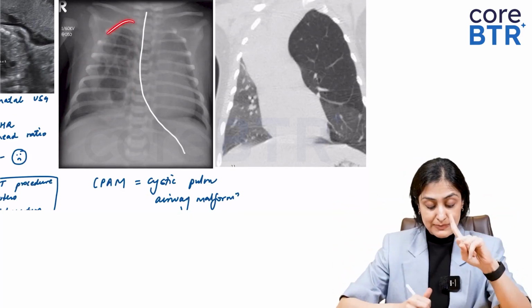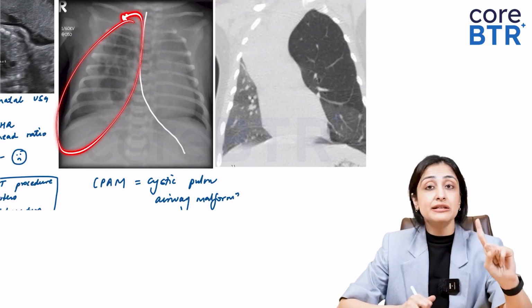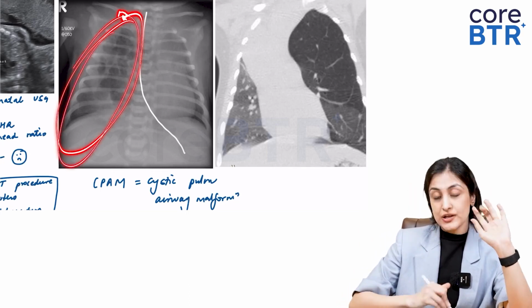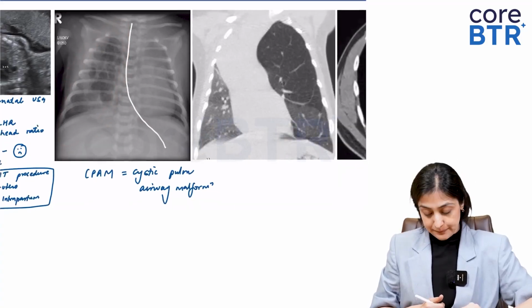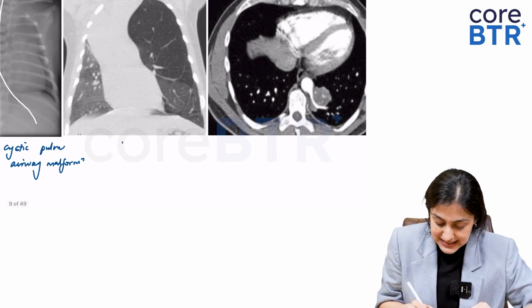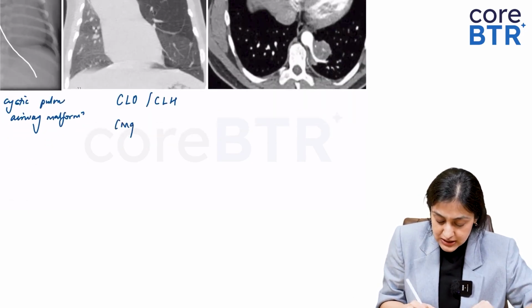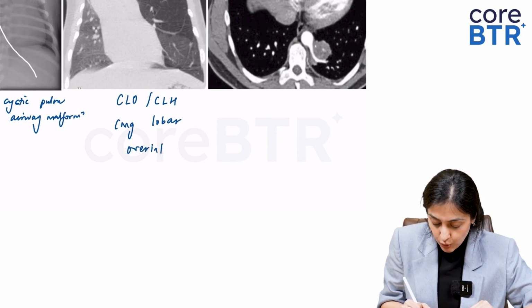Yeah, so the only mistake you will avoid is don't call it Morgagni hernia. Morgagni mein liver aega, right? So this is what is CPAM. Next anomaly is what is called CLO or CLH. So this is congenital lobar overinflation or hyperinflation, right?